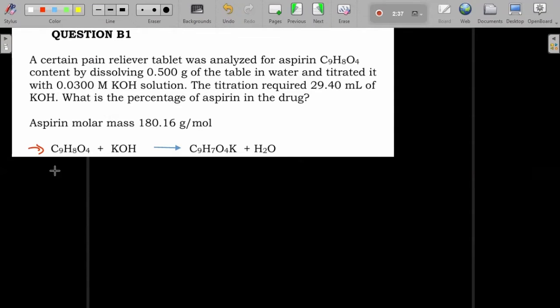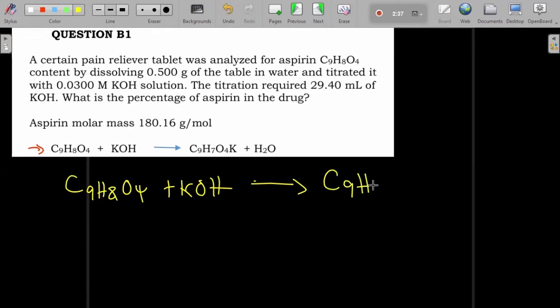So here we have this reaction. Make sure the reaction is balanced. And then this is producing C9H7O4K, then plus H2O. So this is what we have, right? Now they're saying this titration required 29.4 milliliters of 0.03 molar potassium hydroxide.